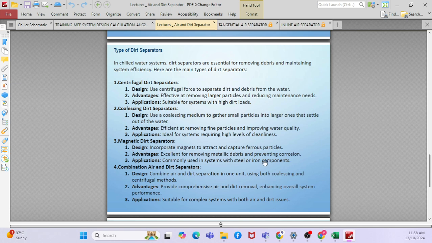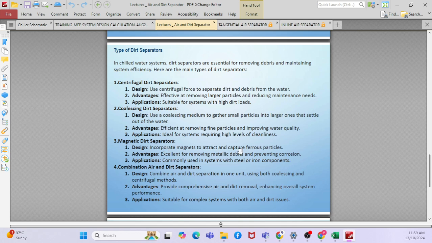Magnetic dirt separator: whatever dirt comes from the system is solid particles, which are iron particles. Whatever the iron particles, they will stick to the magnetic dirt separator. After some time, while doing maintenance, you can release the magnet so that the solid particles, the iron materials captured by the magnet, can fall. Once you release the magnetic option, it will fall into the drain, so that you can take it out from the system. So this is one of the dirt separators.